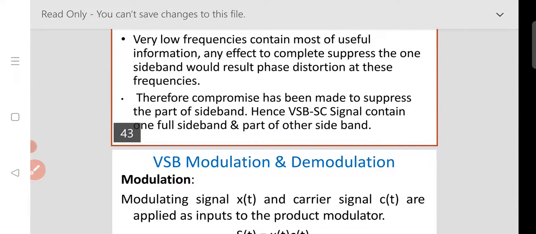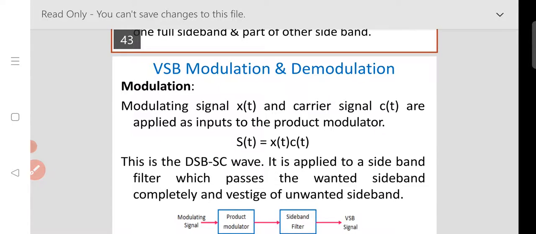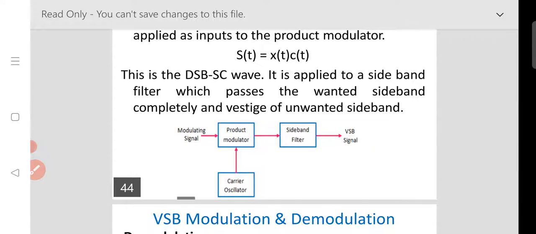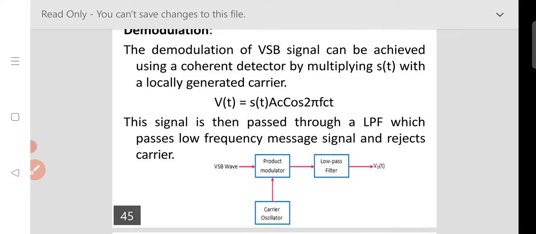So it is a compromise between SSB and DSB-SC. That's why we did not send two sidebands and did not send a single sideband. In the middle way, we send a single sideband along with some vestige part. This is the modulation; we already saw the diagram. A product modulator has two inputs, the carrier input and the message input. These two are fed to the sideband shaping filter. In the demodulation also, the product modulator output is fed to the low pass filter.